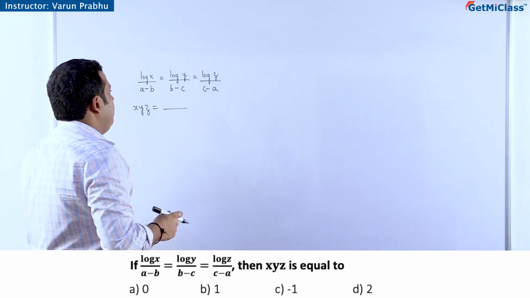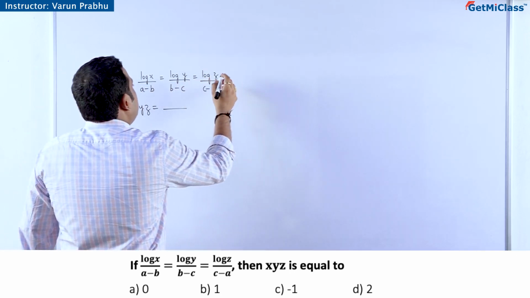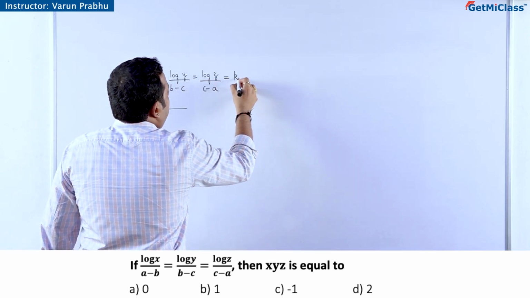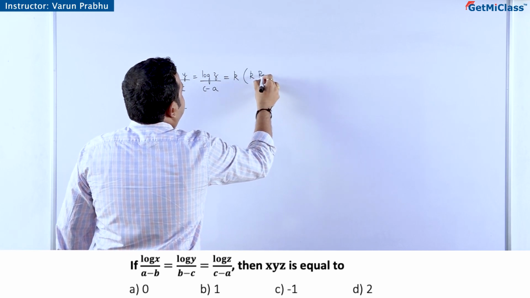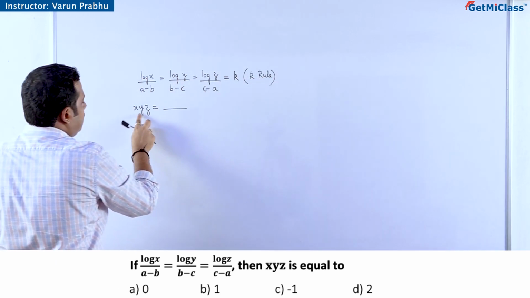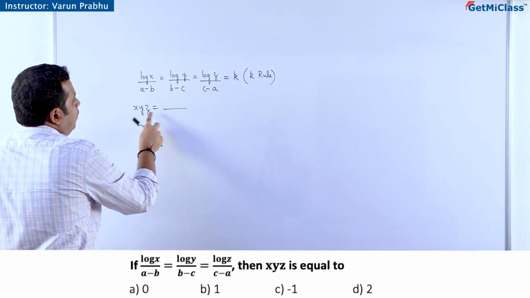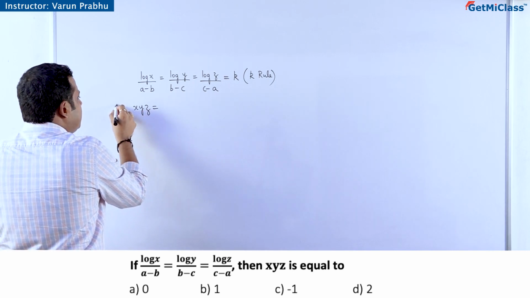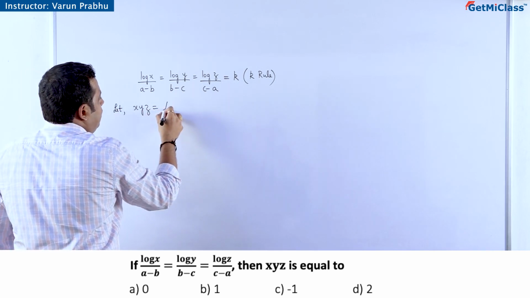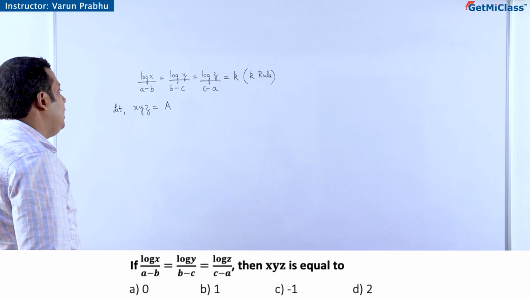If you look at this question, we will solve it using a rule called what rule now? K rule. We will solve this using K rule. Now the question is asking you to calculate what the value of xyz is equal to. Let me say xyz is equal to some answer A. Is it okay? Let me say like this.